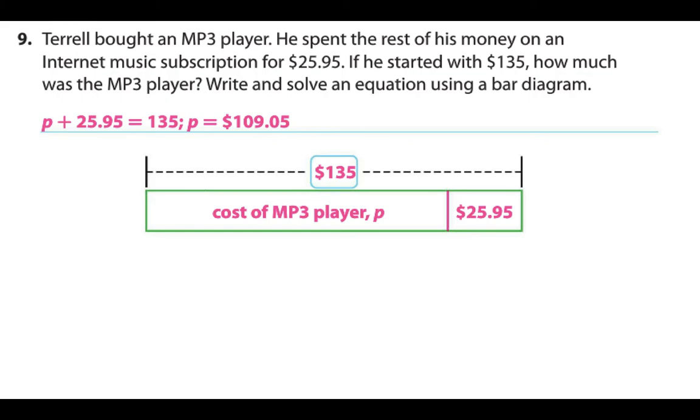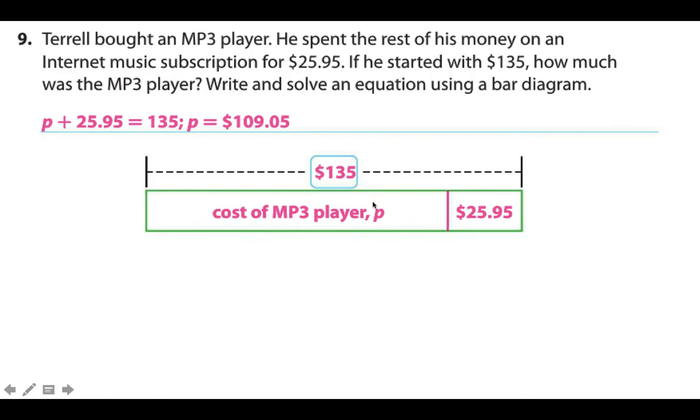So here's what we should have gotten. The whole length of the bar should have been the $135. That's what he started out with. That's how much he had to spend on the MP3 player as well as the subscription. We know that he spent $25.95, so that needs to be a small chunk of the bar diagram. And then the cost of the MP3 player is going to be the rest of the bar. And notice here, we use P for player as our variable. You could have used M, you could have used P, you could have used C for cost. Any of those variables would have worked as long as it was representing the cost of the MP3 player.